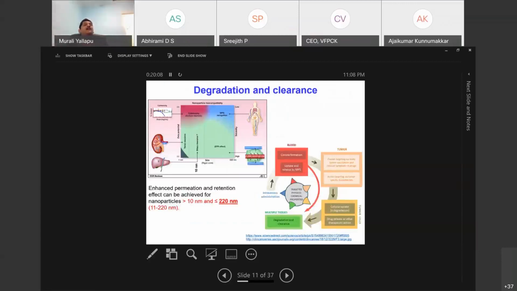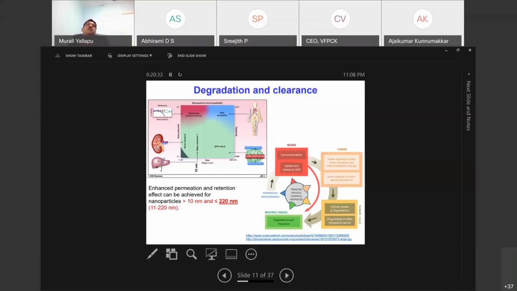And as I said before, regarding the particle size range chart, as I mentioned, particles of 1 to 10 nanometers, like dendrimers or gold nanoparticles, have a different clearance mechanism. And also when you make a nanoparticle formulation between 10 to 200 or 220 nanometers, they obey the EPR mechanism.